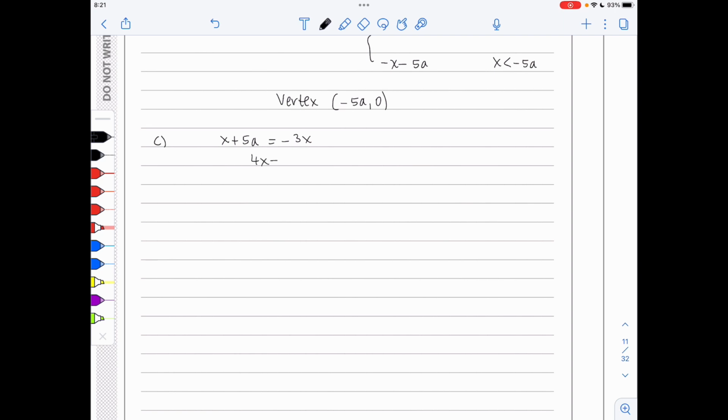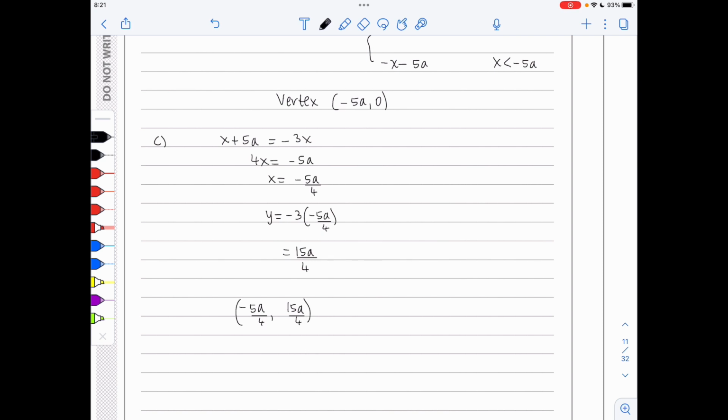So 4x is minus 5a, so x is minus 5a over 4. When x is minus 5a over 4, y is minus 3 times minus 5a over 4, which gives an answer of 15a over 4. So this is the first point, the point with coordinates minus 5a over 4, comma 15a over 4.